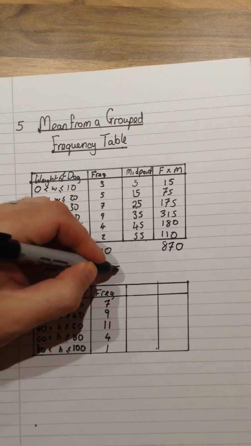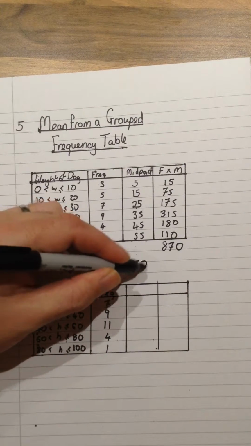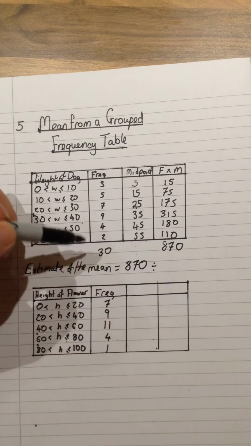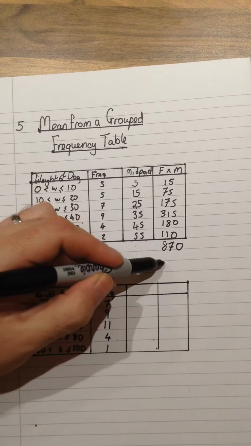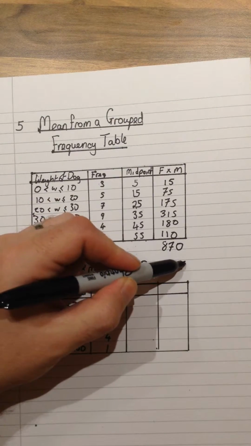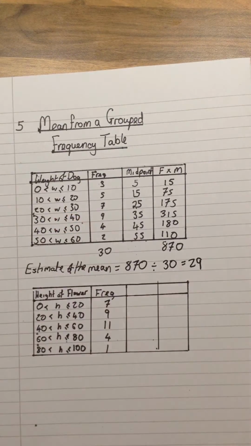We do the same calculation, so we take 870, that's the total weight of all of the dogs, divided by how many dogs we have, so 30. And again, using your calculator, that gives us an answer of 29.